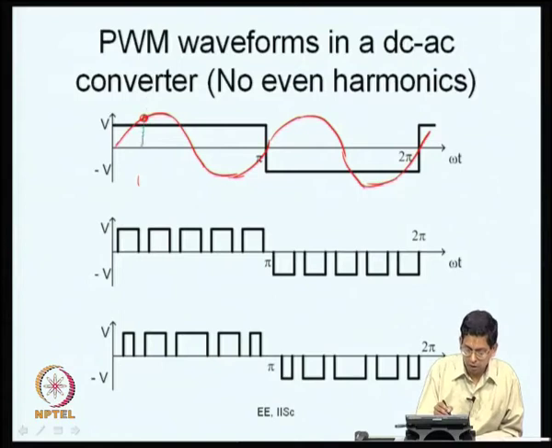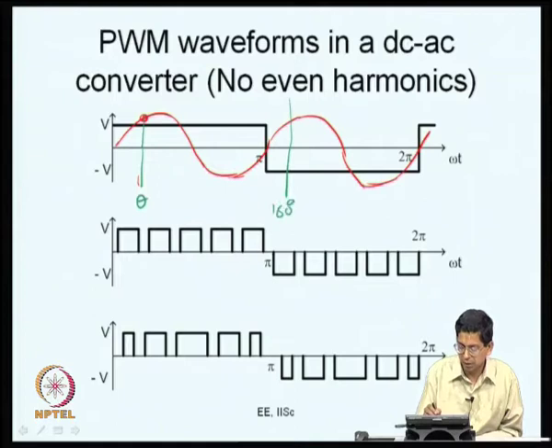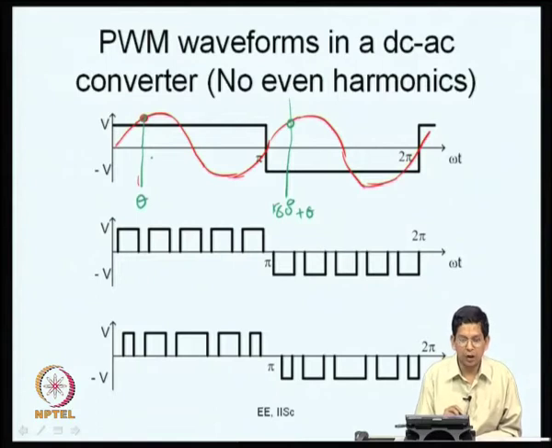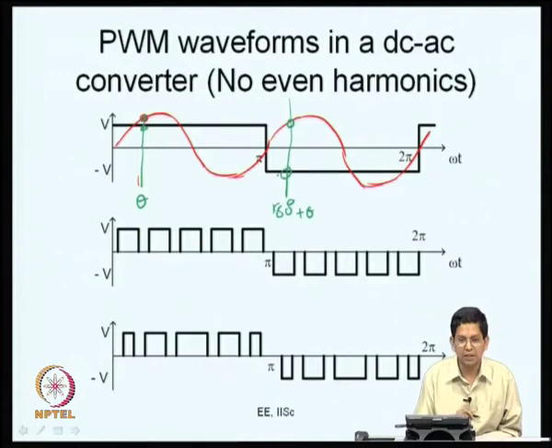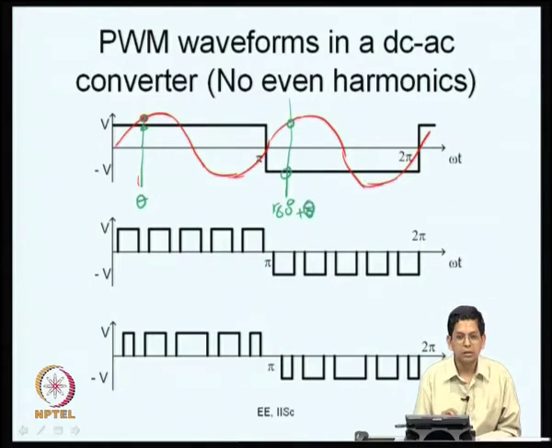This is a certain instant theta. Let me take some other instant, 180 plus theta. At 180 plus theta, the second harmonic has the same value, but the waveform in question has plus V here and minus V here. Therefore, if you take the product at theta and the product of the two at 180 plus theta, the sum is 0. So the same is valid for any theta. When you integrate this from 0 all the way up to 180 degrees, it is 0. So it does not have any even harmonic.